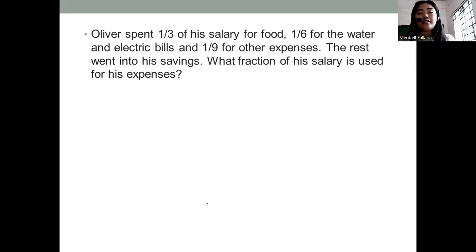Oliver spent 1/3 of his salary for food, 1/6 for the water and electric bills, and 1/9 for other expenses. The rest went into his savings. What fraction of his salary is used for his expenses? Okay, so what is being asked is, how much did Oliver spend on his expenses? Okay? So let's answer.